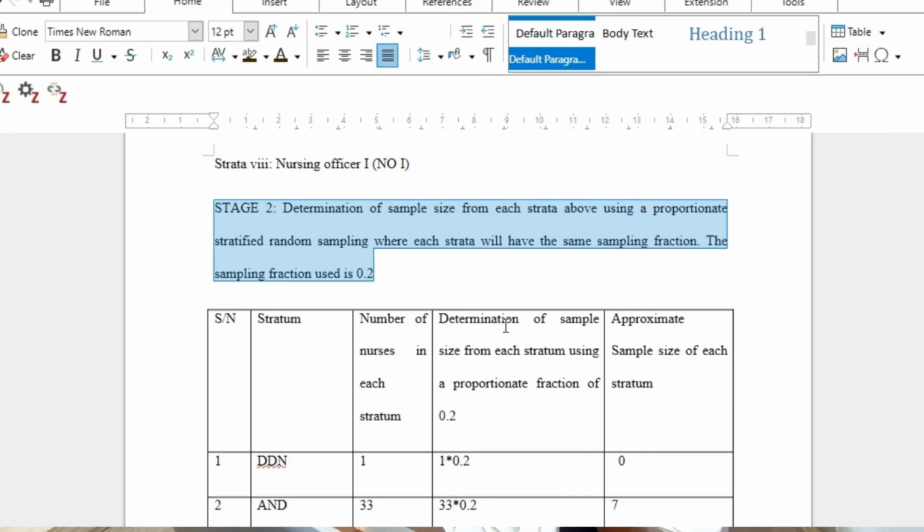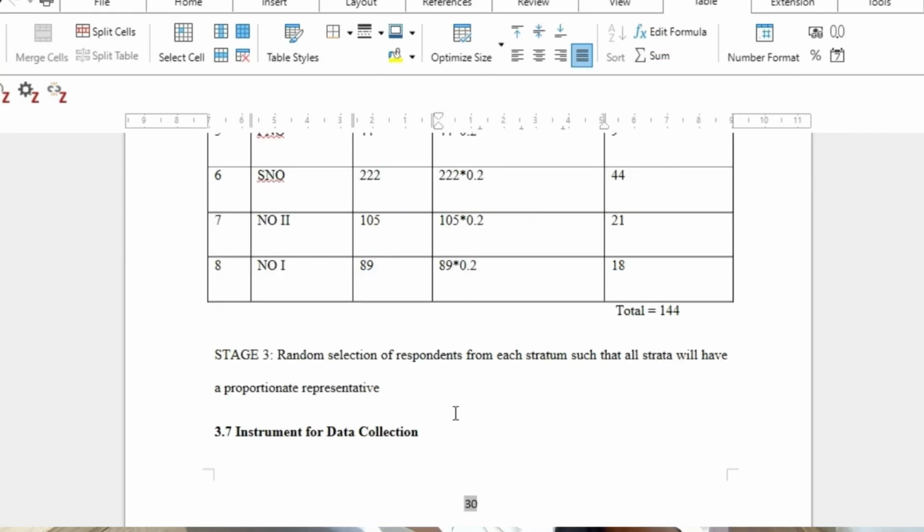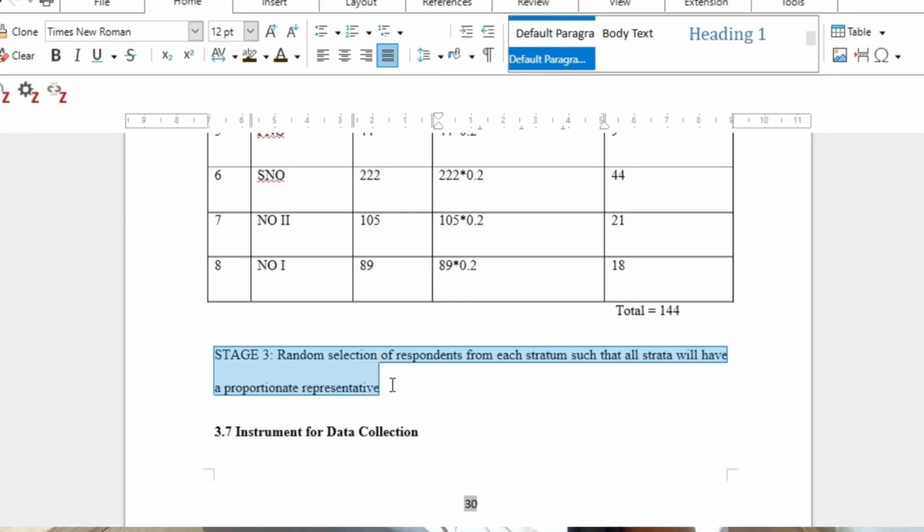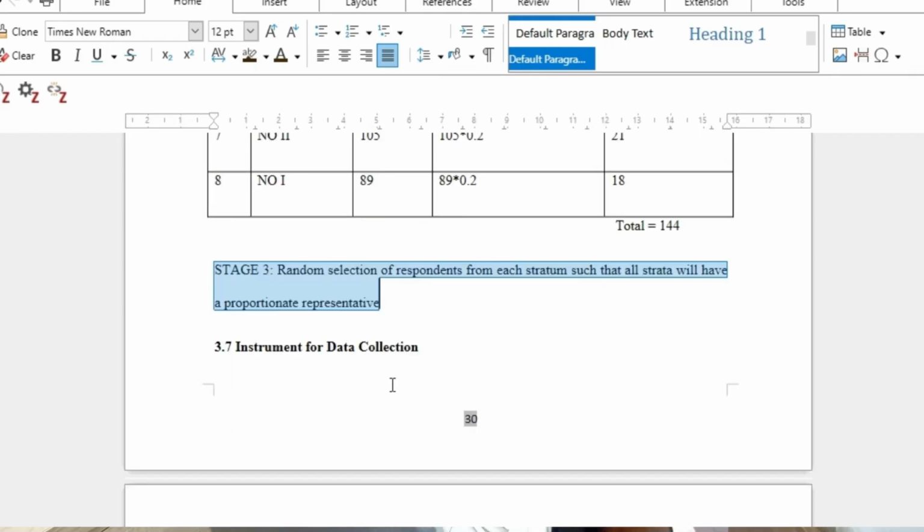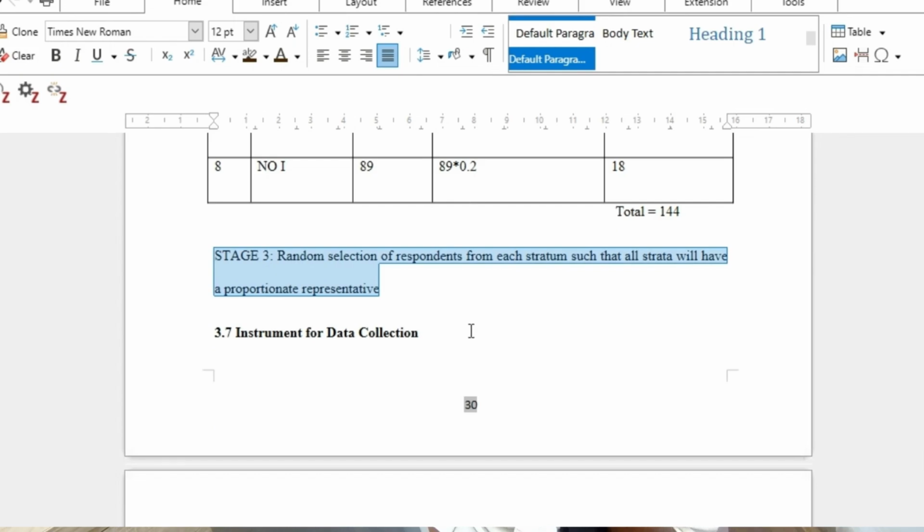Now, stage 3 of the sampling is that random selection of respondents from each stratum was done such that all strata will have a proportionate representative. This sounds structured, systematic, and carefully crafted. Now, let me read the method of data collection.